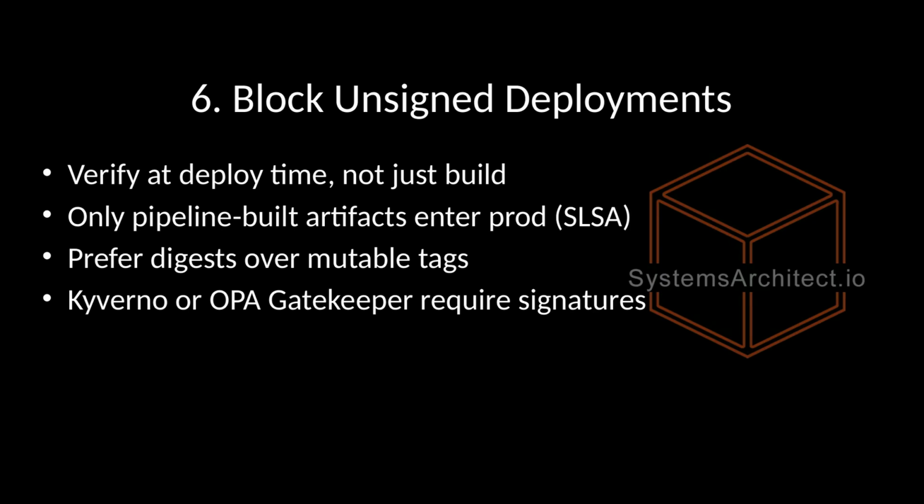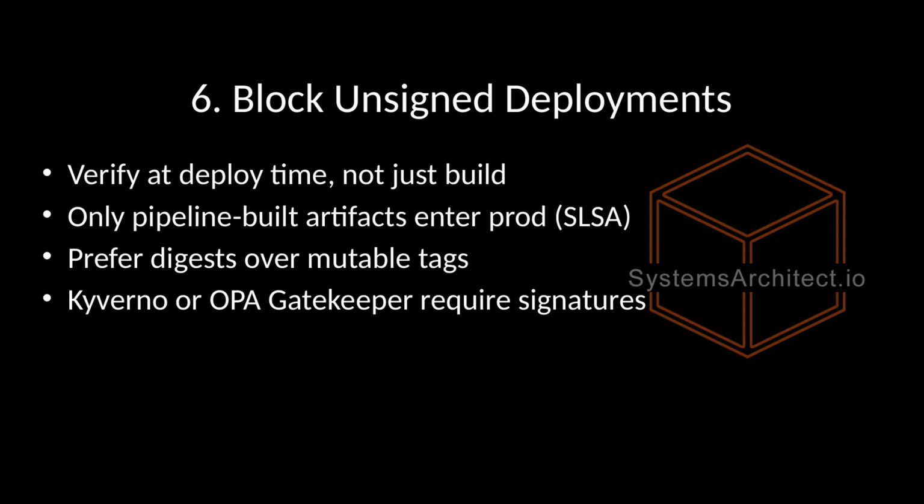Sixth, block unsigned deployments. What does deploy time verification stop? Verification at deploy time stops a malicious tag push that CI never signed and that Kubernetes or ECS would otherwise run happily. This is a core idea in SLSA level 2 and above. Only pipeline-built artifacts should enter prod.